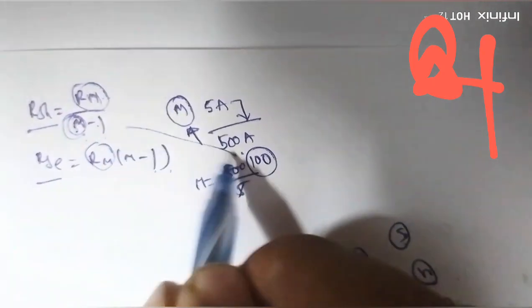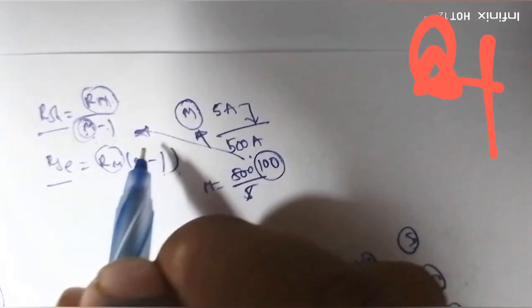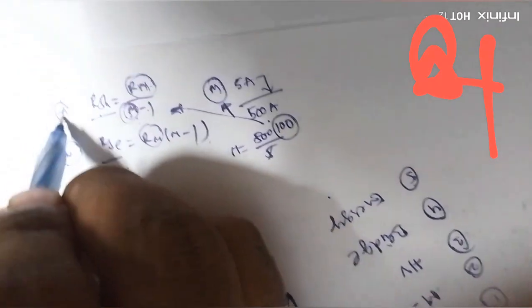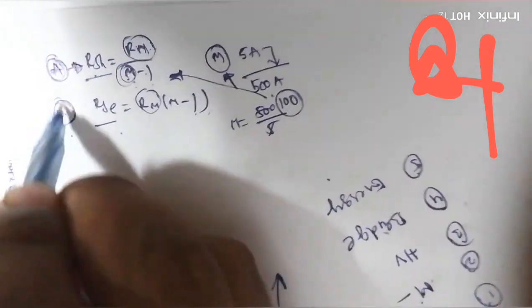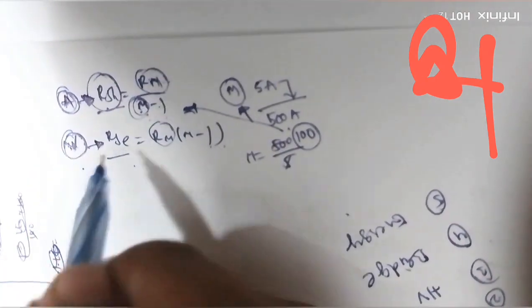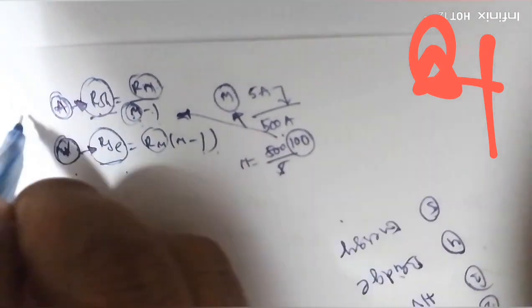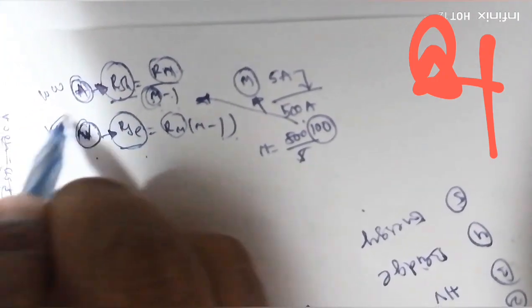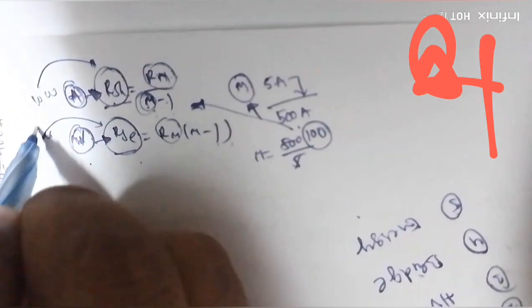Here range is 100 for an ammeter. Ammeter uses RSH, voltmeter uses RSC. In an ammeter we use RSH, meaning shunt resistance. In a voltmeter we use series resistance. Shunt is a low value of resistance, series is a high value of resistance.